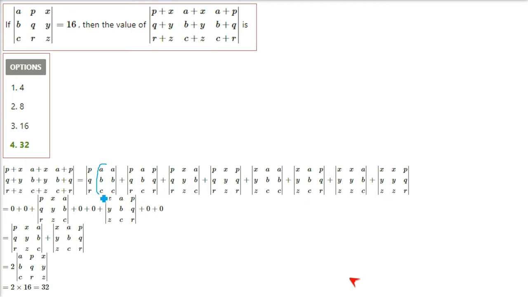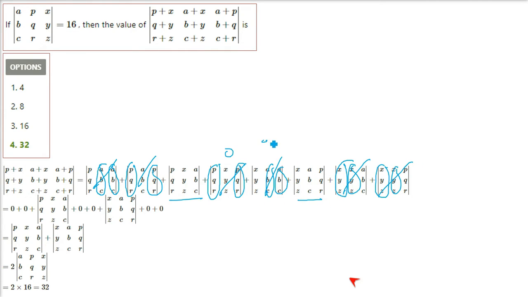Now you see this first column, second column equal, it becomes 0. 2 columns equal, that means 0. This also becomes 0 because 2 columns are equal. Here no. Here we have every row and column different, so we cannot make it 0. Here we have P, Q, R, P, Q, R, 2 columns equal, so it is 0. And then we have, no, this is not done. X, Y, Z, X, Y, Z, yes, it is going to be 0. This is also going to be 0 because 2 columns are equal.